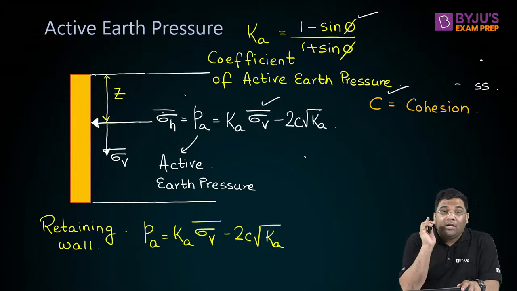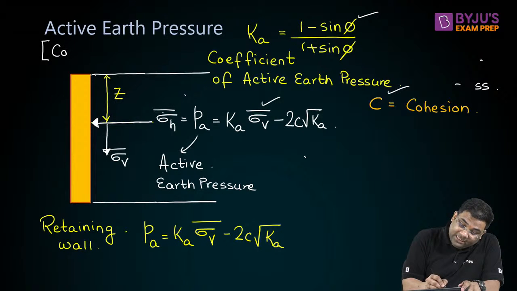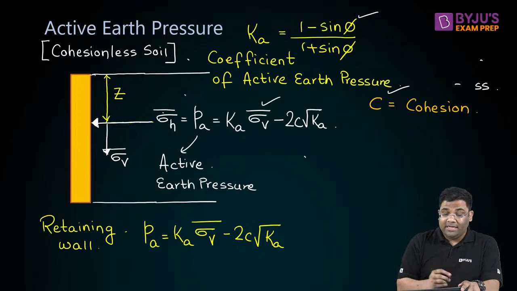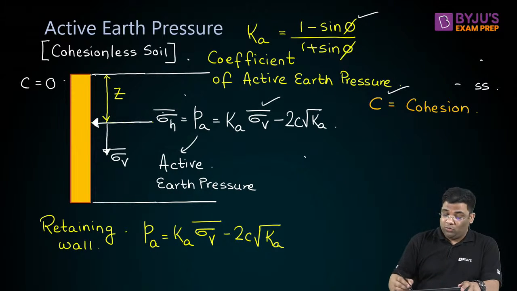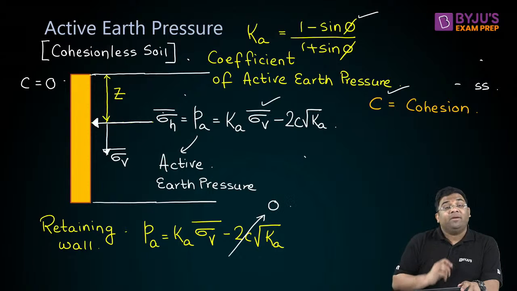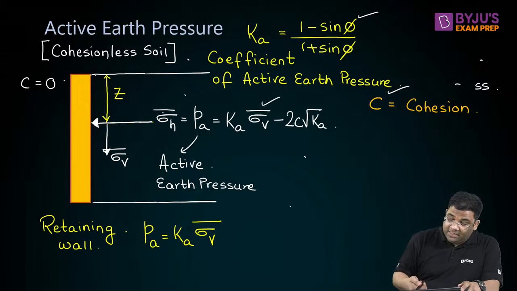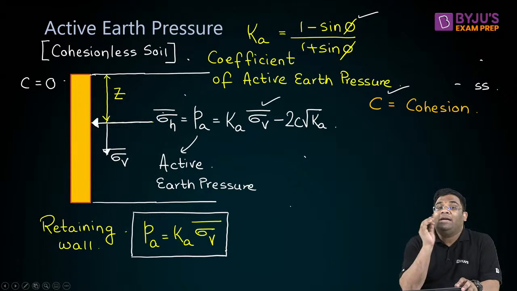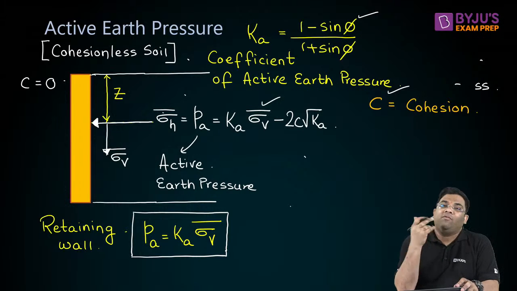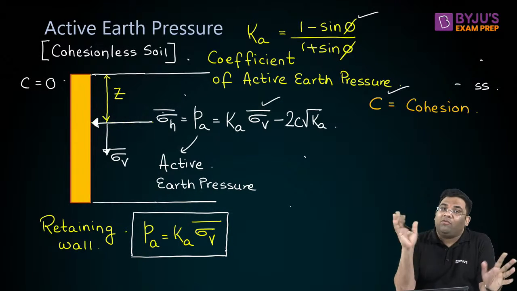Now, today we are seeing cohesionless soil. So when I say cohesionless soil, that means your C is 0. If C is 0, in this particular equation, this term will become 0. So the equation becomes this. It is very simple, right? The active earth pressure at a particular depth will be Ka times the vertical stress.